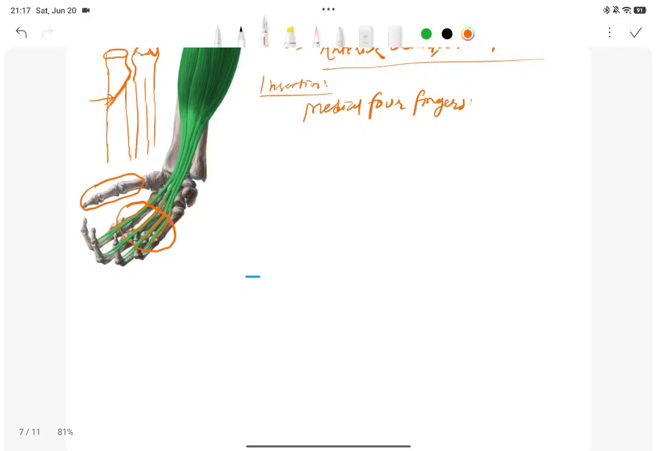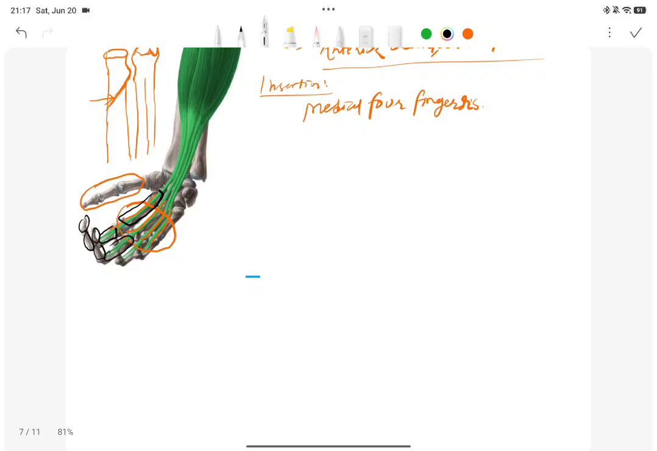In the medial four fingers, the split is at the base of the proximal phalanx. There is a phalanx. These are the metacarpals. There is a proximal phalanx, an intermediate phalanx, and a distal phalanx.